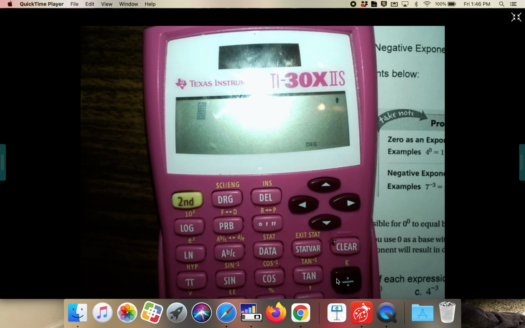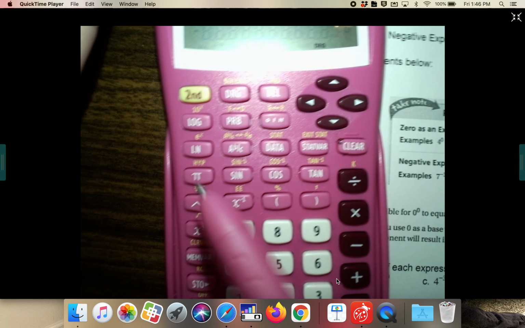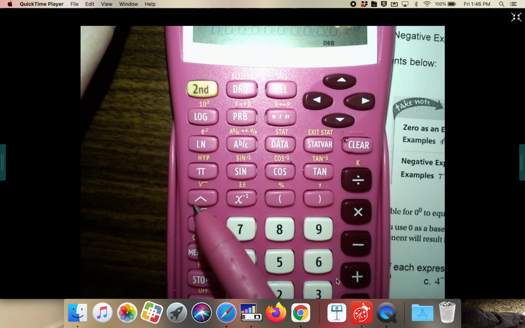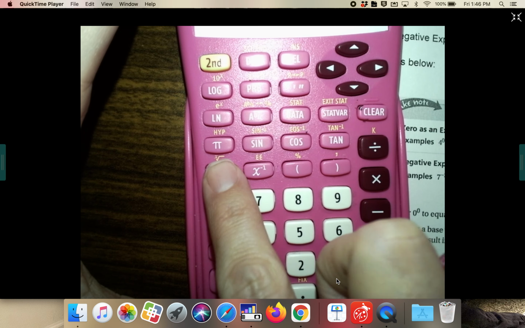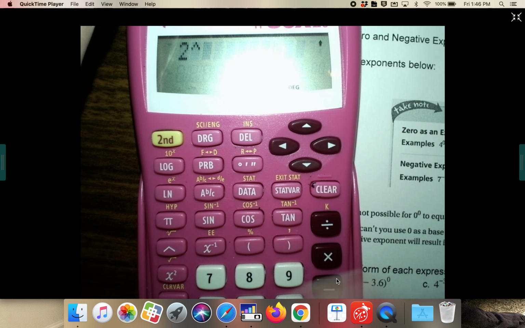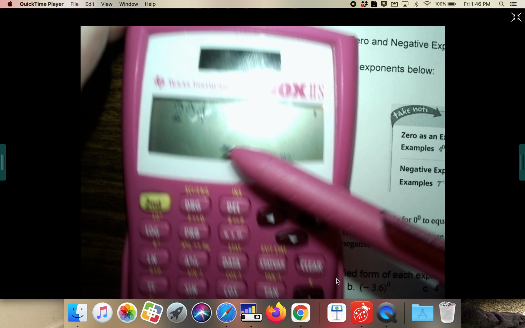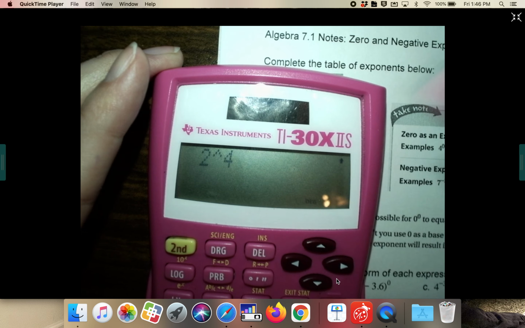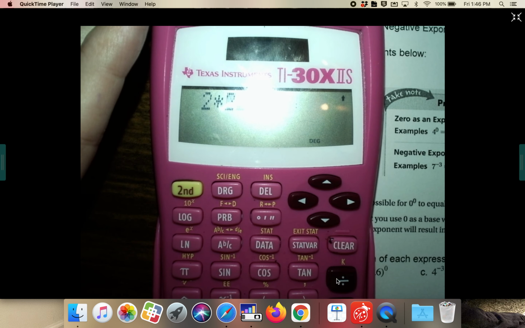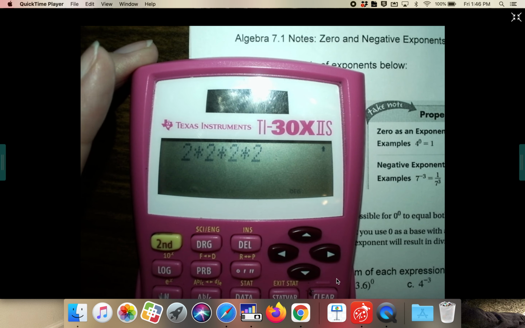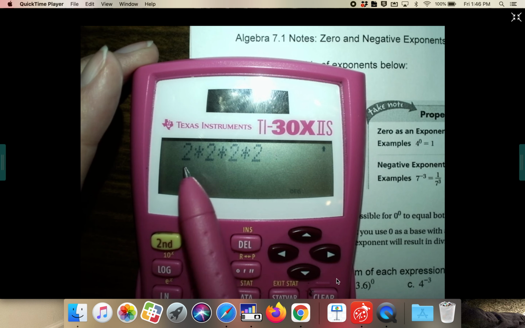So a really quick review of how to use your calculator when you're talking about exponents is this little caret key right here. This means it's raising something to a power. So when I want to put in 2 to the 4th, I'm going to push 2 and then this little exponent, and it ends up looking like that, and then a 4. So this represents on my calculator 2 to the 4th power. And that is 16. And what that means is 2 times 2 times 2 times 2. 4 of them, 4 2s.